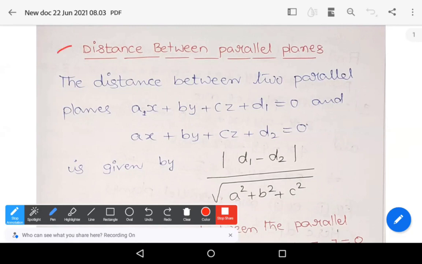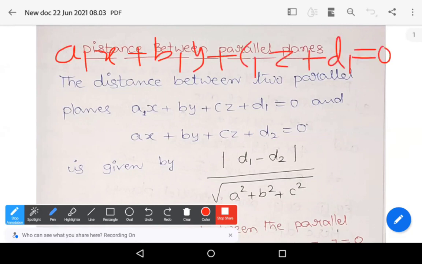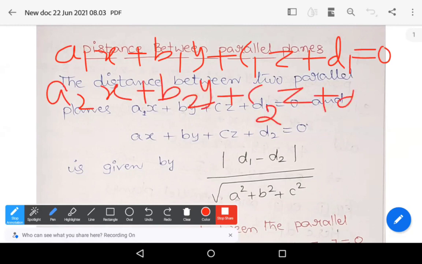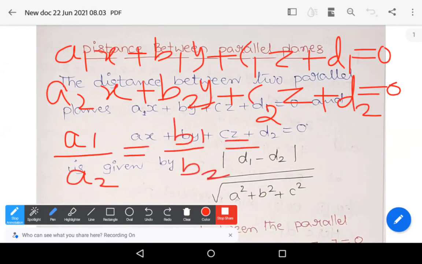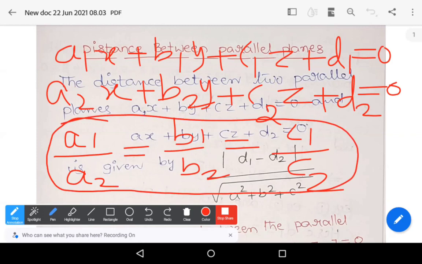Two planes of the form A1x + B1y + C1z + D1 = 0 and A2x + B2y + C2z + D2 = 0 are parallel to each other if and only if they satisfy this condition: A1 by A2 is equal to B1 by B2 is equal to C1 by C2.